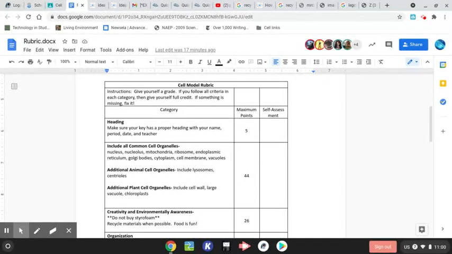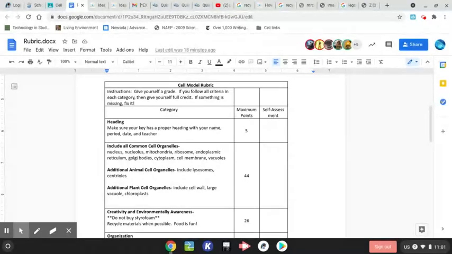Okay, let's take a look at the middle. There's a table there for how you're going to get graded. You need to pay attention to this while you're making your model. The goal whenever you're given a rubric is to always follow the rubric and get 100, because you're looking at everything you're going to get graded on. So heading is 5 points. So on your key, if you don't have a name, a date, a period, my name as your teacher spelled correctly, you're going to lose 5 points. Okay.